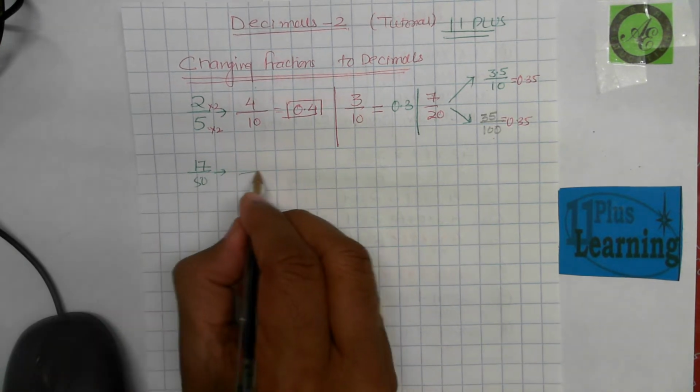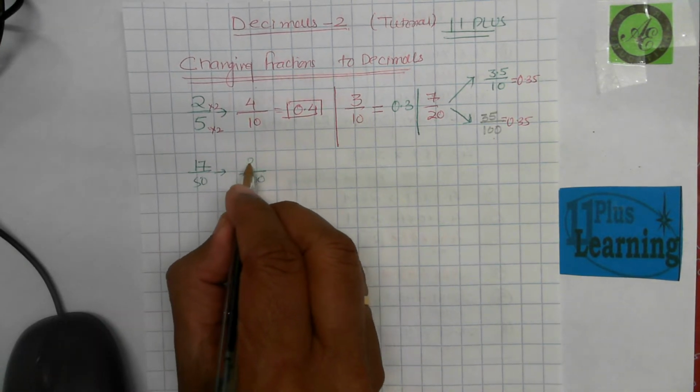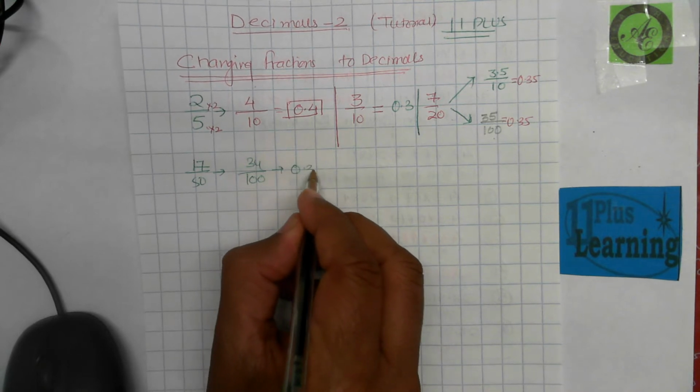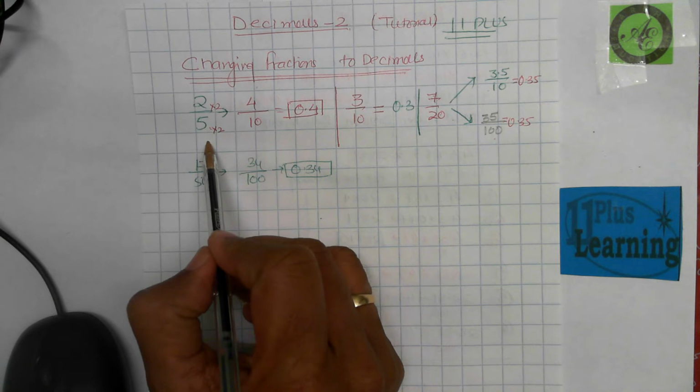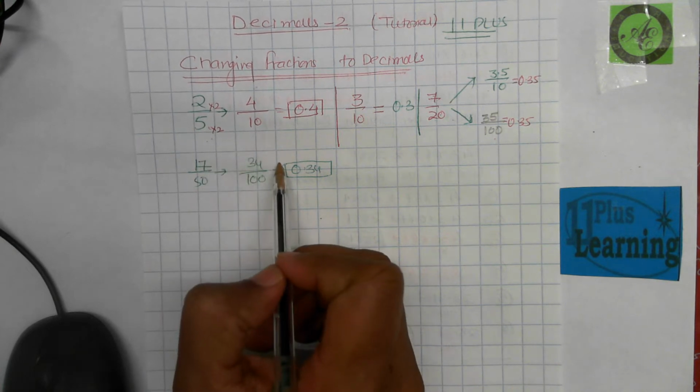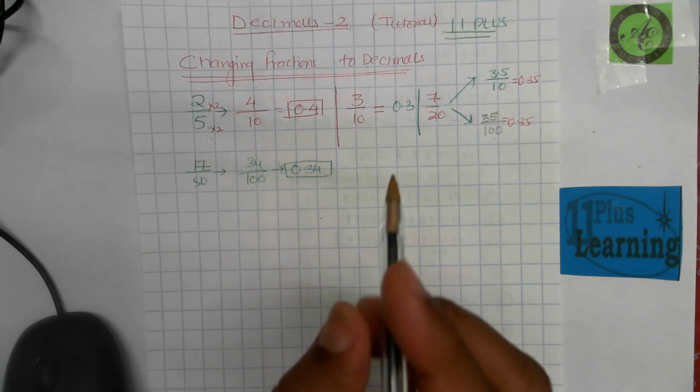Okay, even more, 17/50. You can change this into 100ths and so on and so forth. You can do all the fractions whose denominators can be changed into either a 10 or a 100 or 1000 and so on. You can change them into decimals.